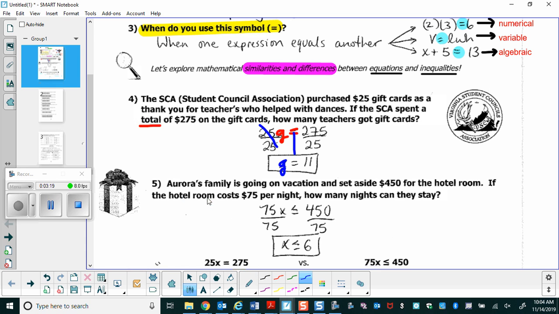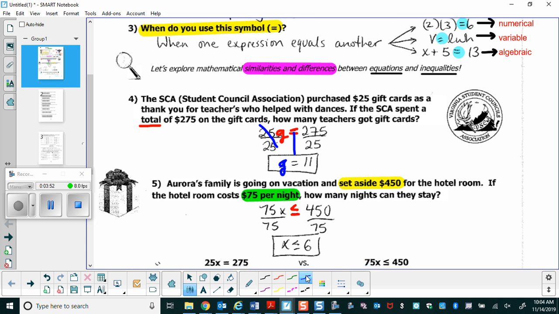Now let's take a look at this next scenario and how the problem's a little bit different. So in this scenario, Aurora's family is going on vacation and they have set aside $450 for the hotel room. Now the hotel room costs $75 per night, so that's going to be our coefficient of our variable, and we want to know how many nights can they stay. Now one important thing to consider here, y'all, is that they have set aside $450. Nobody says that they have to spend exactly $450. We just know that the $75 per night has to be less than, or it could be equal to, the $450 that they've set aside.